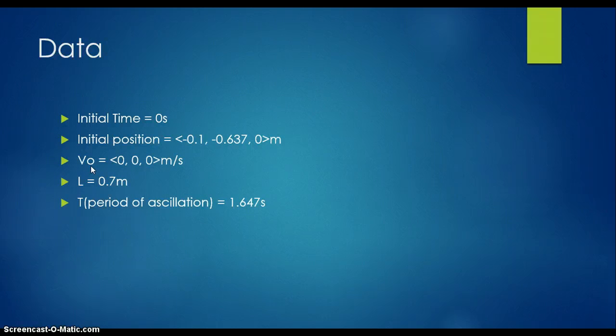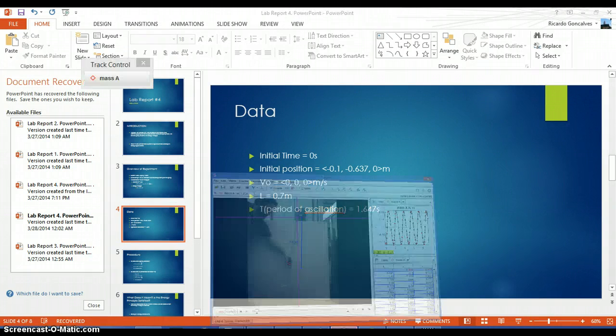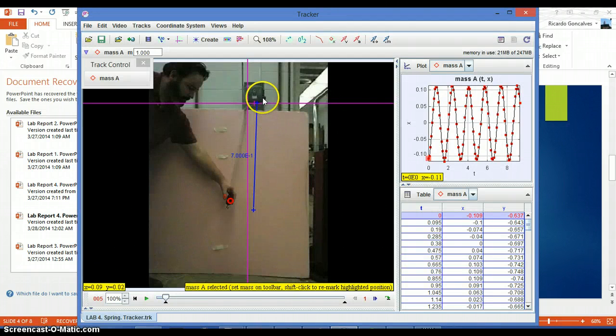The data. The initial time was 0 seconds, the initial position was negative 0.1 and negative 0.6, and all of this data was taken in Tracker, which we will see now. As you can see, the calibration stick is right here. It is 0.7 meters, and the coordinate axis was located here.